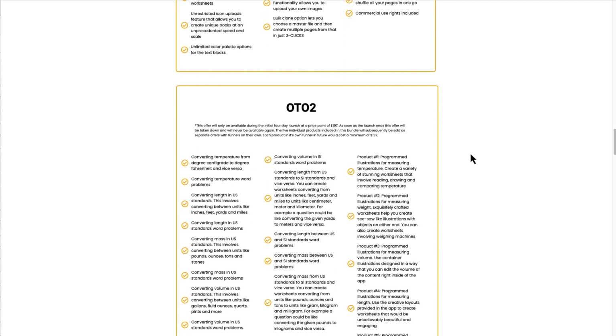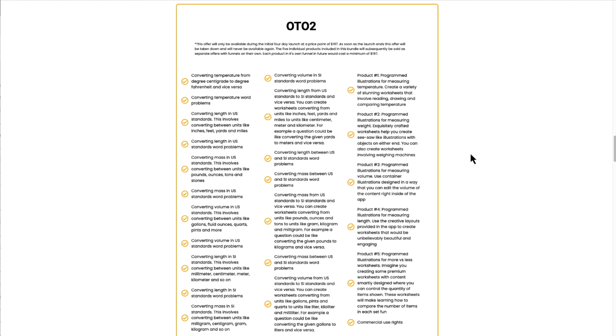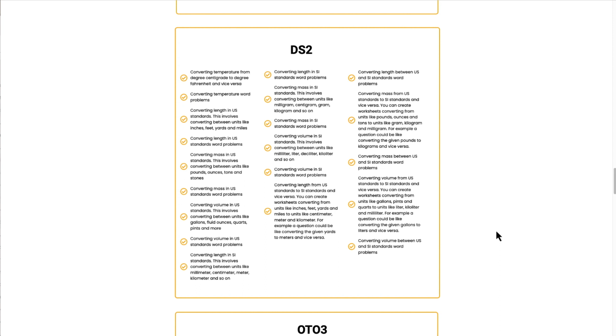OTO2 is really where you get the most value here, and you get basically everything, as well as 5 products. And you can see a note here: this offer is only available during the launch for products 1, 2, 3, 4, and 5, which are the programmed illustrations for measuring temperature, the programmed illustrations for measuring weight, measuring volume, measuring length, as well as the more versus less worksheets. You also have the ability to not get all of the additional worksheets, just the options that you see here.